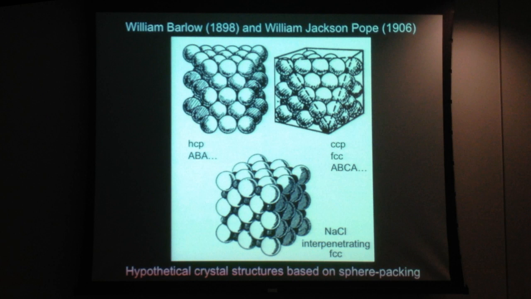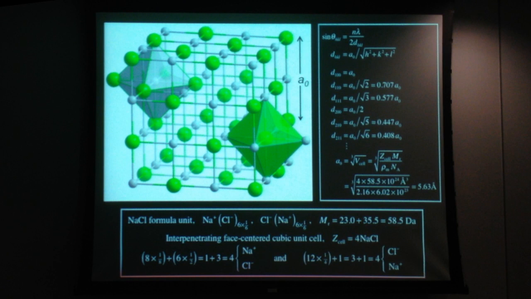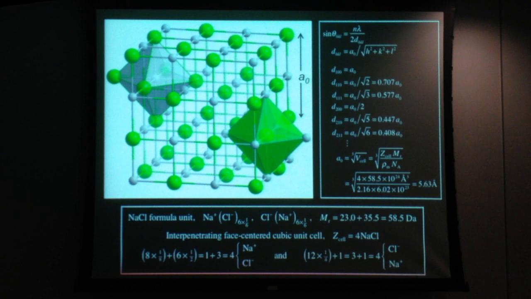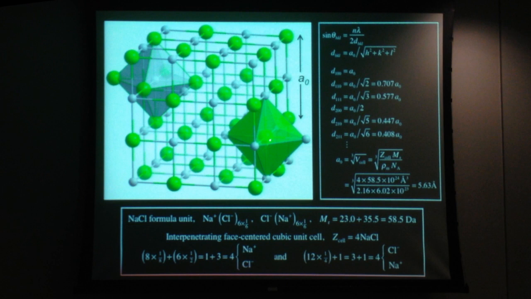So let's think about that, and this is where we'll conclude. Here we have an illustration of the sodium chloride structure, the interpenetrating face-centered cubic lattice. We have a face-centered cubic lattice of green balls interpenetrating a face-centered cubic lattice of gray ones. Around each gray one, if we consider the nearest neighbors, there are these six green ones. So around each sodium ion, six chloride ions at the vertices of a regular octahedron, and vice versa. Around each chloride ion, a regular octahedron of sodium ions.